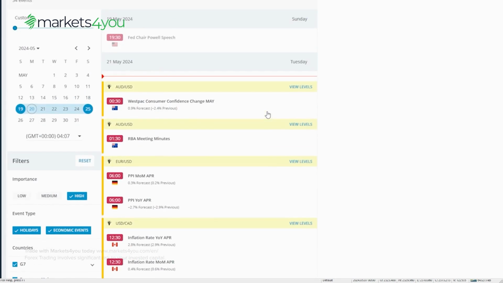I'm using the economic calendar from the traders room in Markets For You. I already set the dates between 19th to 25th, Sunday to Saturday. The important ones are of course 20 to 24, Monday to Friday, but I just put 19 to 25, so there won't be any gap in the time zone.